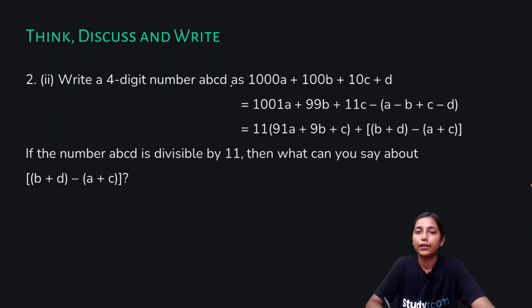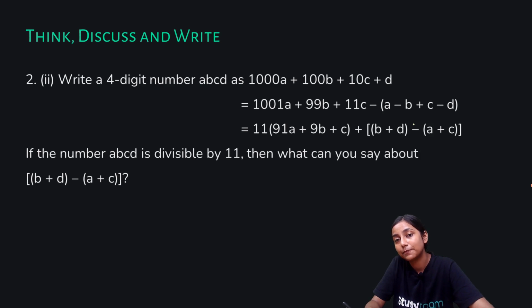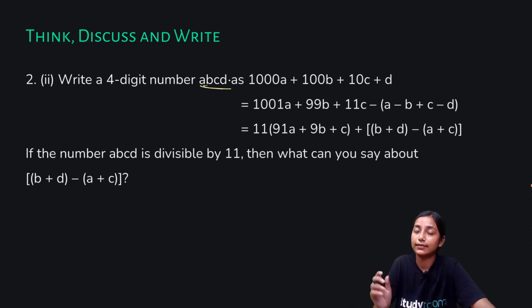Similar question. Now we have this 4-digit number ABCD. This can be written in the general form like this, which can further be written like this. Now we are asked that if this 4-digit number that we took, that is ABCD, is divisible by 11, what can we say about this value? What can we say about B plus D minus A plus C?